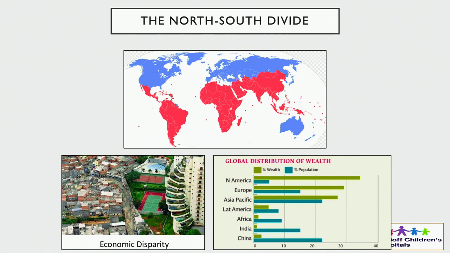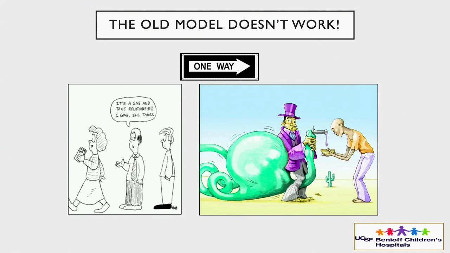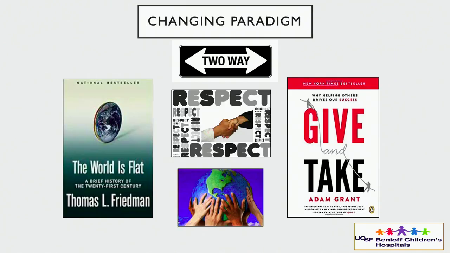So we all know about the North-South divide, and what it means, not just in socioeconomic disparities, but healthcare access, and then you throw in culture and diversity within a country or even a neighborhood. We certainly know that, and now recognize more than before, that this unilateral one-way model doesn't seem to work. So the paradigm has changed, the world's become flatter, and we know that give and take is what it's all about, and actually the givers are winning.